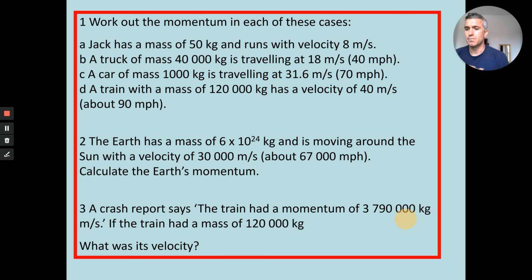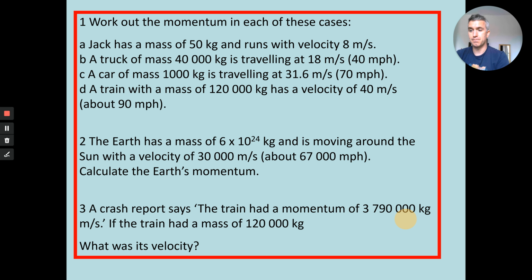Check. Right. Now's a chance for you to do some of these real questions by yourself. I'll read them out to you, make it easier. For number one, it just wants you to work out the momentum in each of these cases. A, Jack has a mass of 50 kilos and he runs with a velocity of 8 meters per second. What's his momentum? A truck of mass 40,000 kilos is traveling at 18 meters per second, 40 miles an hour. What is its momentum? A car of mass 1,000 kilos is traveling at 31.6 meters per second. Well, what's its momentum? And a train of mass 120,000 kilos has a velocity of 40 meters per second.